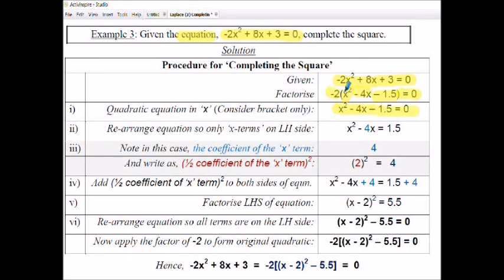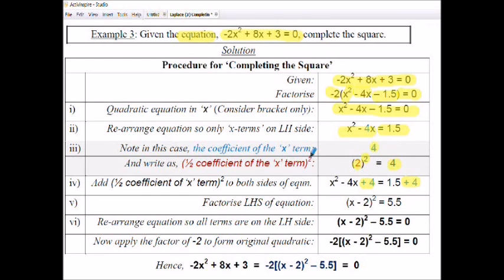So step 1 gives me my equation in the form of ax squared plus bx plus c equals 0. Step 2 says to move the constant to the right hand side to leave all the x terms on the left hand side, so that's what I'm doing there. So x squared minus 4x on the left hand side is equal to 1.5 on the right hand side. Noting my coefficient of the x term, in this case the magnitude of it is 4, so half of that is 2, and 2 squared in this case will give me a value of 4 for step 3. Step 4, I add the positive 4 to both sides of the equation, keeping the balance.